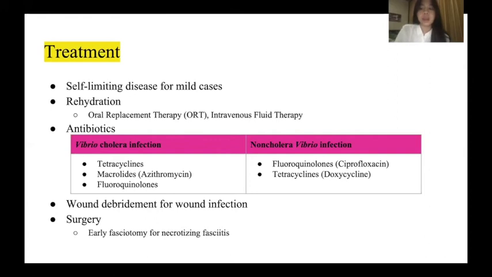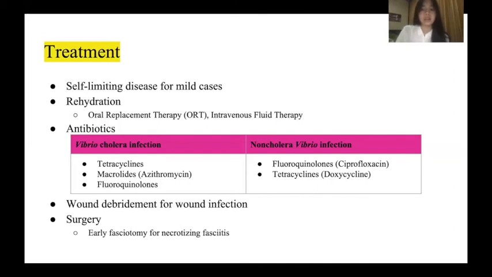We can determine the requirement of fluid replacement by determining the level of hypovolemia. Intravenous fluid therapy may be needed if the patient cannot tolerate oral replacement therapy. Also, antibiotics are mainly used for more severe cases. Antibiotics mainly used to treat Vibrio cholerae infections include tetracyclines, macrolides, and fluoroquinolones.